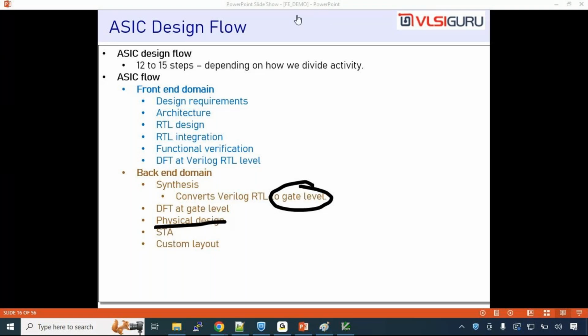After the physical design, we do something called static timing analysis. And after that, we do custom layout. I don't want to go deep into everything because we are not much interested in the backend domain. Then finally, physical verification. And finally, we do something called GDS2 extraction.